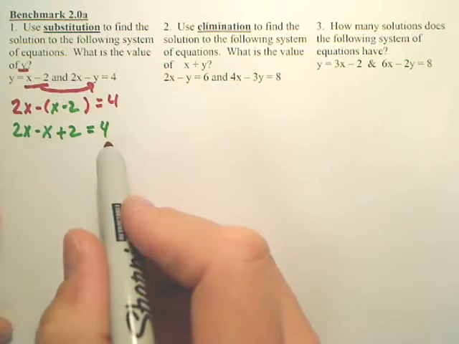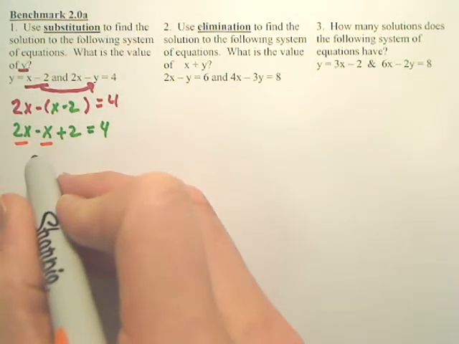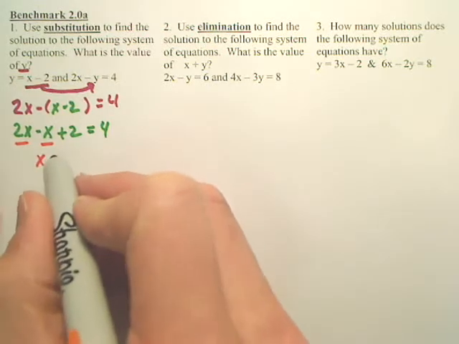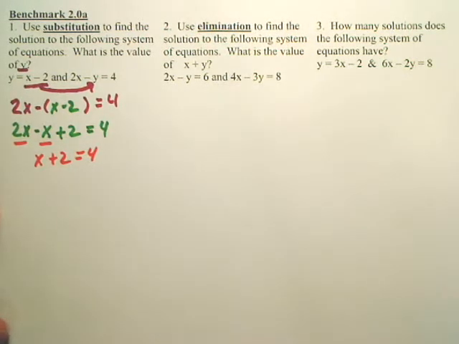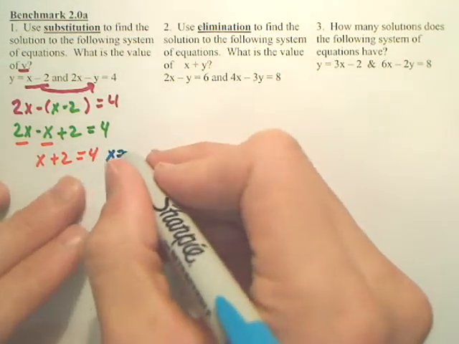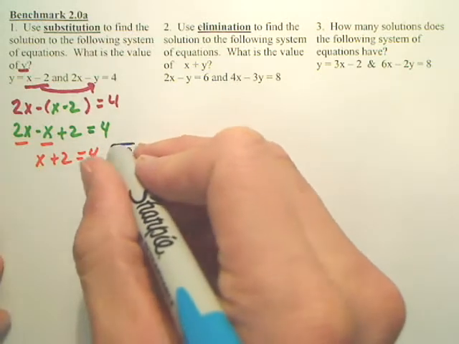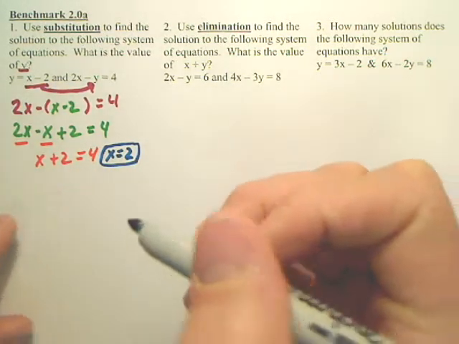Now, finish solving this. 2x minus x is x. Bring down the 2, bring down the 4. And that hopefully is pretty obvious. When you minus the 2 over, you have x equals 2.